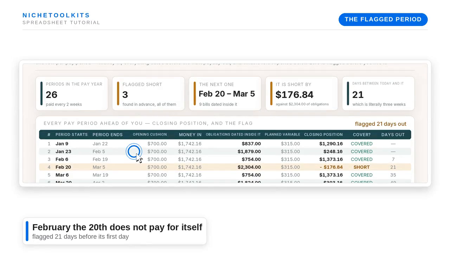Here it is. Period 4, the 20th of February to the 5th of March, closes at minus $176.84. Today's date in this file is the 30th of January, so that period is flagged 21 days before its first day. 21 days is literally 3 weeks. And notice what has not happened. Nothing. No payment has failed and nothing has bounced. The period is still in the future, which is the only state in which anything can be done about it.